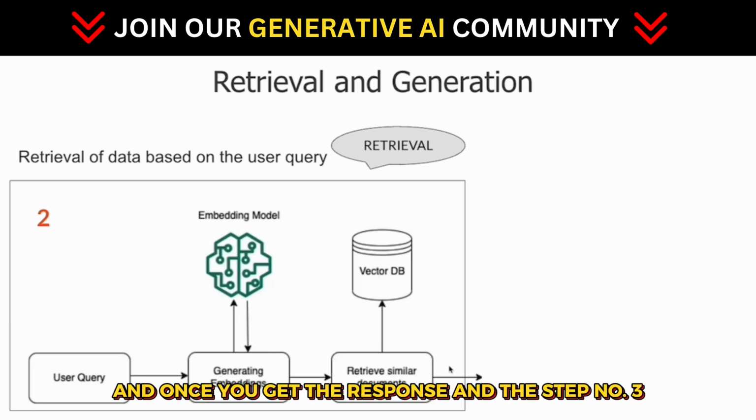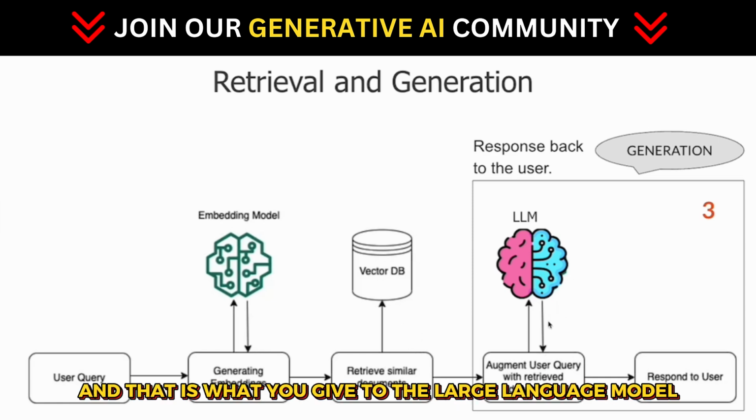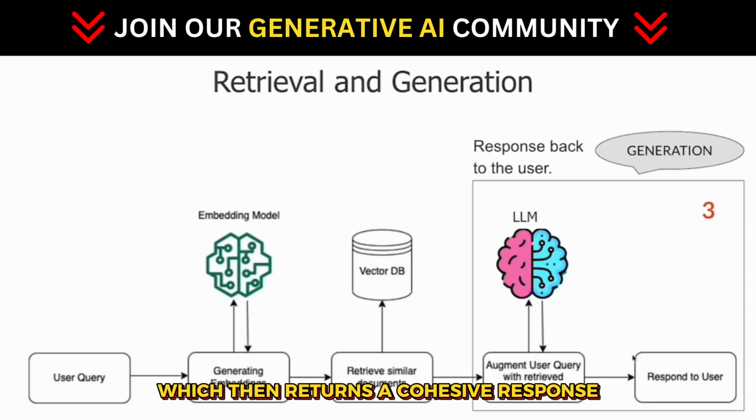And once you get the response, in step number three, you pass the prompt or the query along with the retrieved similar documents and embeddings from your vector database. And that is what you give to the large language model, which then returns a cohesive response, which you can send back to the user. So step three is your generation step.